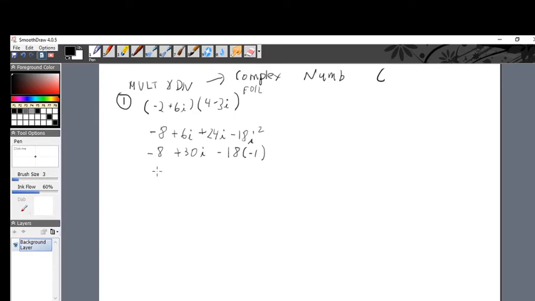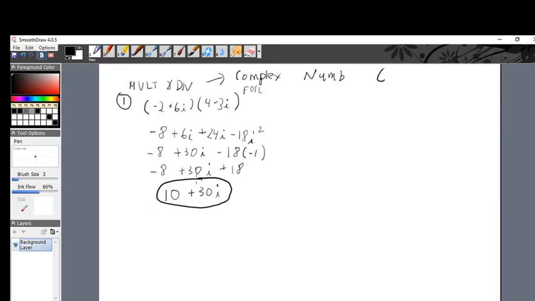Okay, next line. Negative 8 plus 30i, and what is negative 18 times negative 1? It is positive 18. I've got like terms again. Negative 8 and 18 is positive 10. The regular number should be on the left-hand side. The i number should be on the right-hand side, and that's it. 10 plus 30i is the final answer. Nothing more than that.